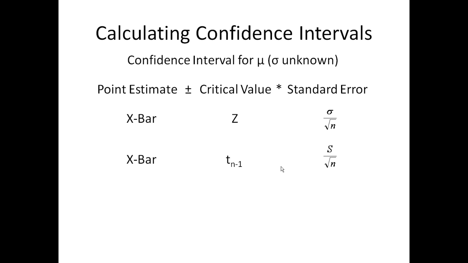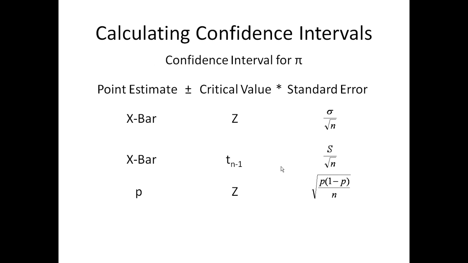The next case is if we have a confidence interval for mu, but we do not know sigma. We do not know the population standard deviation. In this case, the point estimate remains the same. It's x bar. But instead of using the z distribution, we're going to use the t distribution with n minus 1 degrees of freedom. And the standard error is going to be s, which is the standard deviation for the sample, divided by the square root of n.